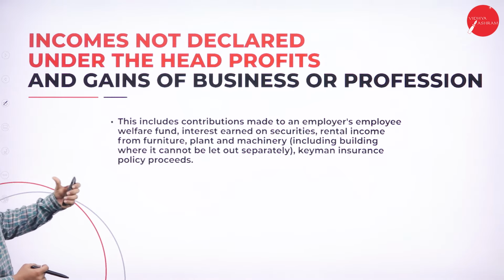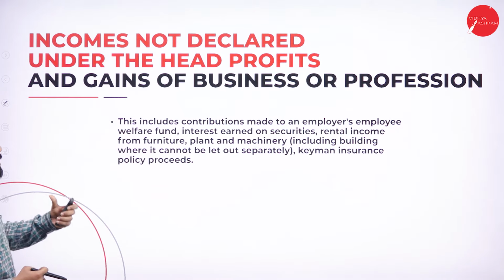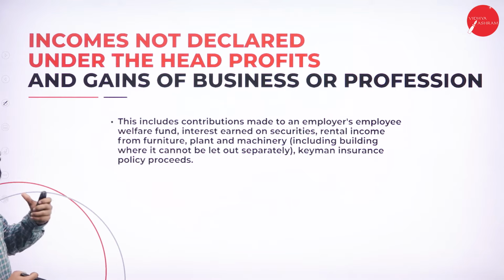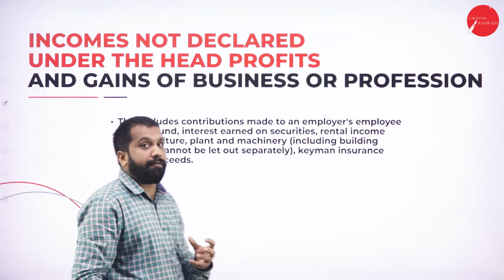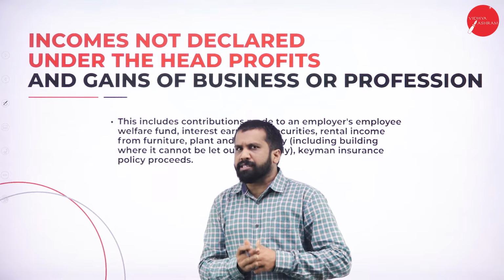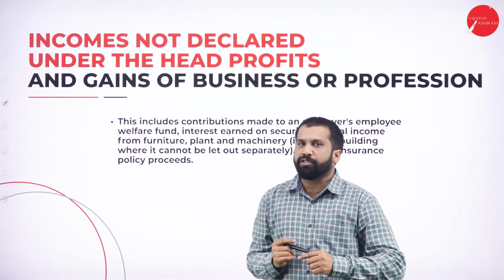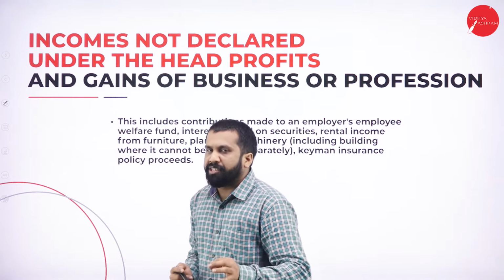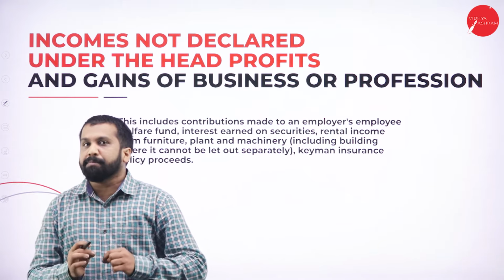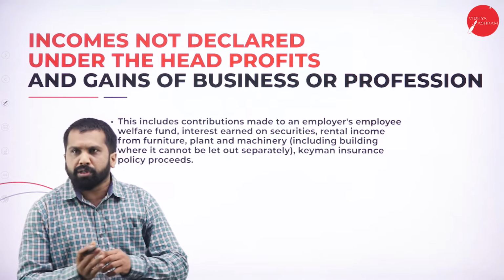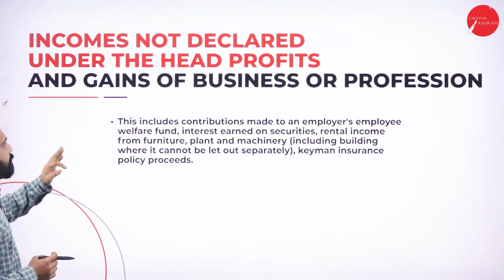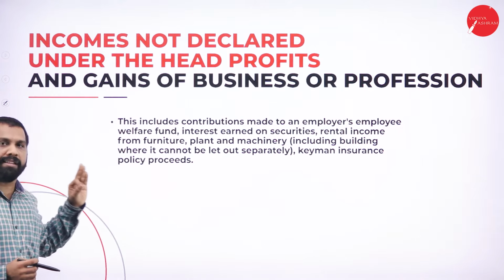Next, income not declared under the head profits and gains of business. As I told you, income from other sources. Few items are there which cannot be treated as business or profession. Those will come under taxable income from other sources.